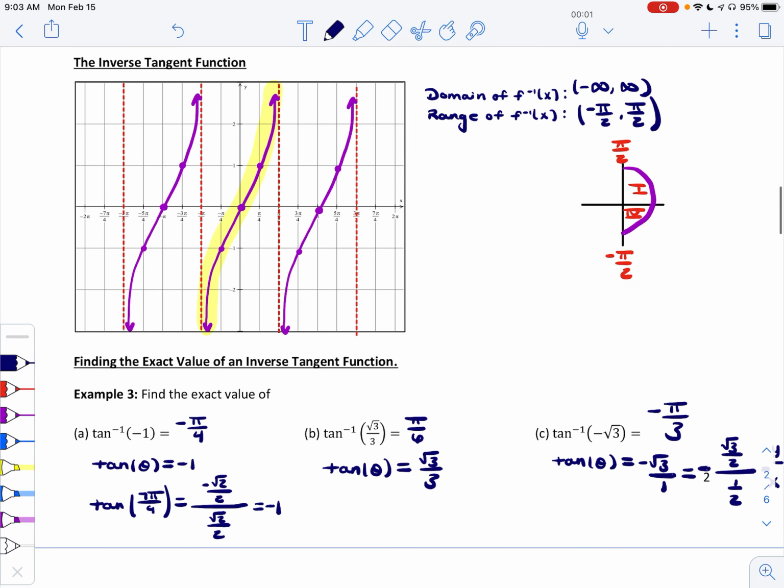Okay, guys, so I'm going to end this video here, and in the next video, we're going to start looking at compositions of functions and their inverses. So keep watching the next video for some more examples of what we can do with these inverse functions.